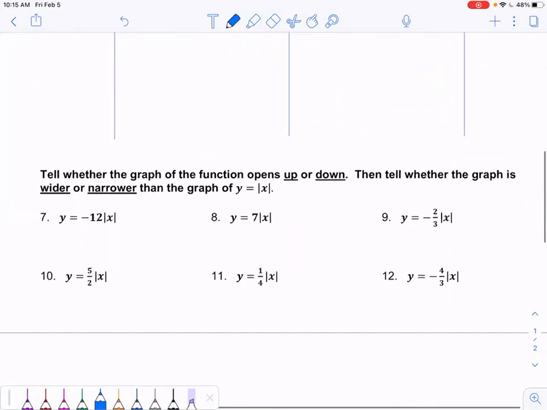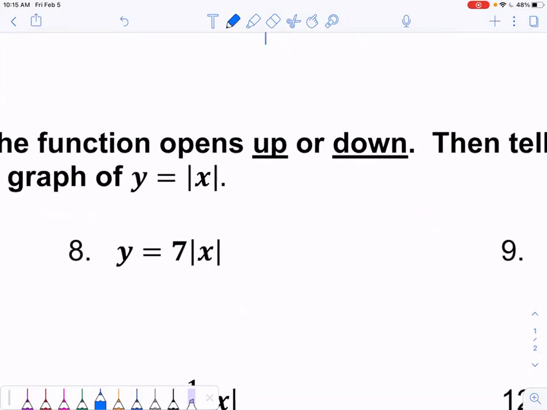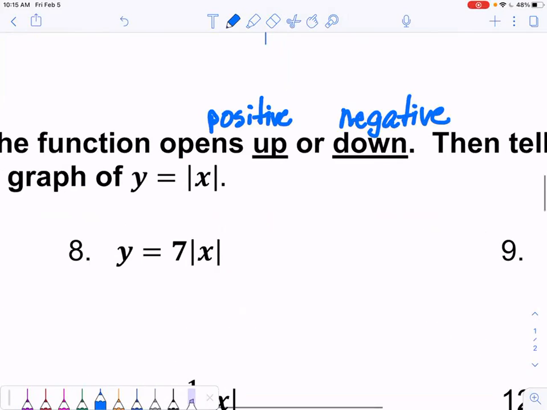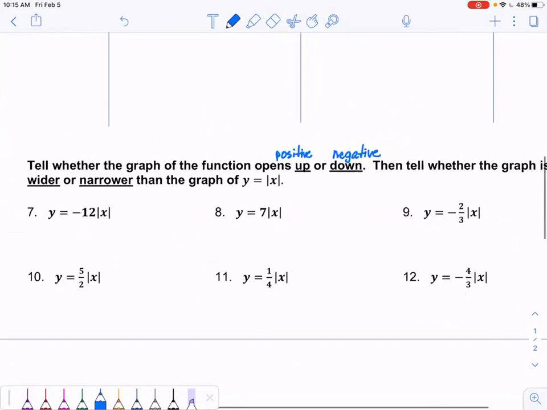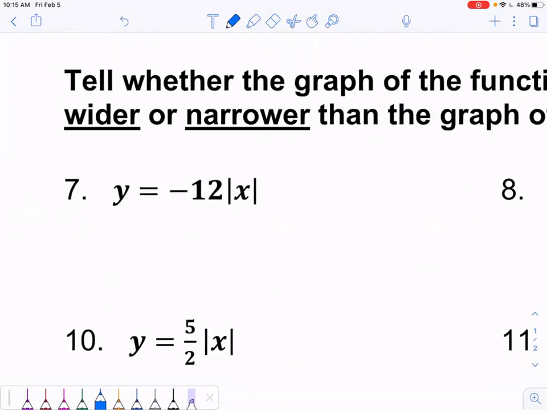And then down below, it says, tell whether the graph opens up or down. I'm going to write positive for up, negative for down. So if it's positive, you're writing up. If it's negative, you're writing it opens down. Then tell whether the graph is wider. Well, wider is a fraction between 0 and 1. Narrower should be a number bigger than 1.